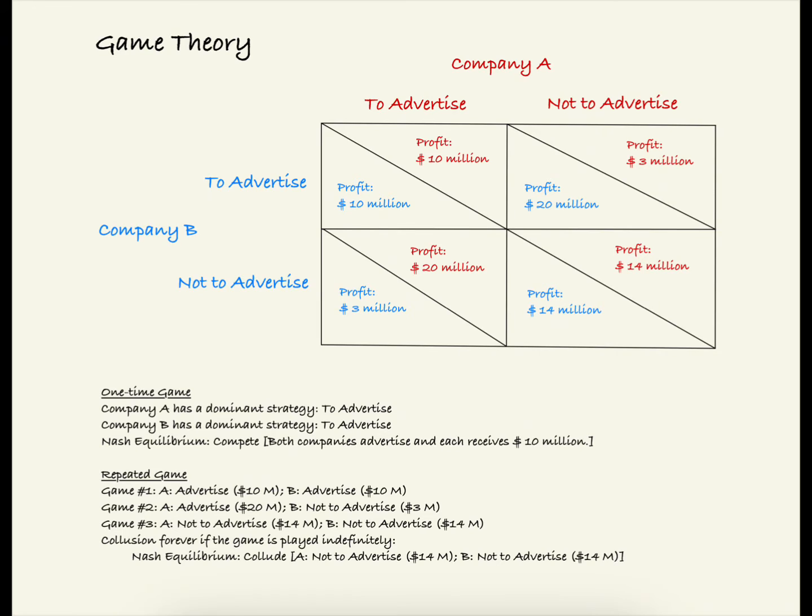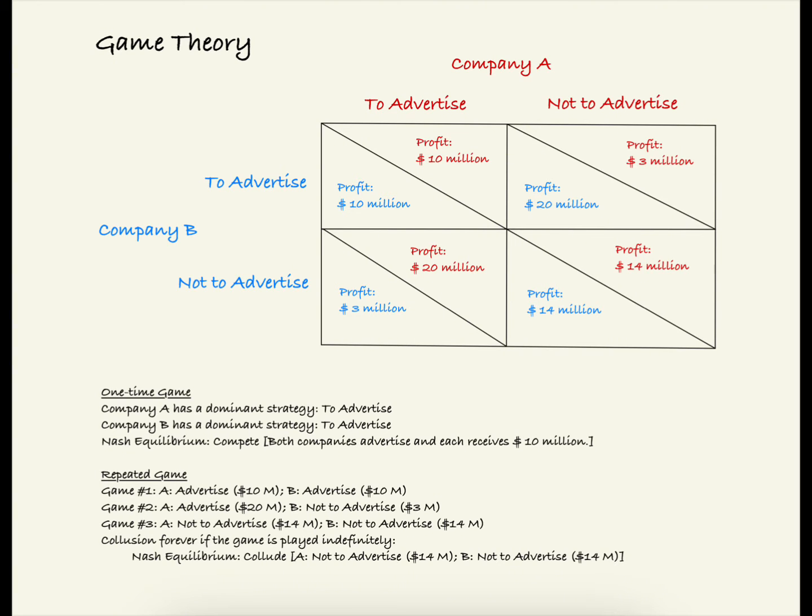So, if Company A chooses to advertise, and Company B also chooses to advertise, both Company A and Company B will make a profit of $10 million. If Company A chooses not to advertise, while Company B chooses to advertise, Company A will make a profit of $3 million, while Company B will make a profit of $20 million.